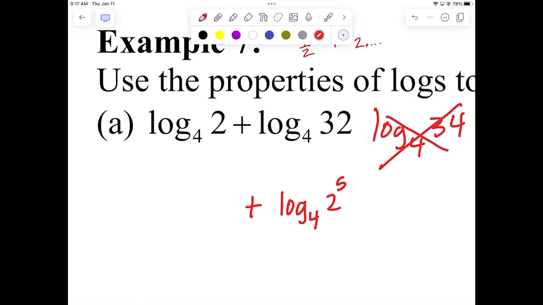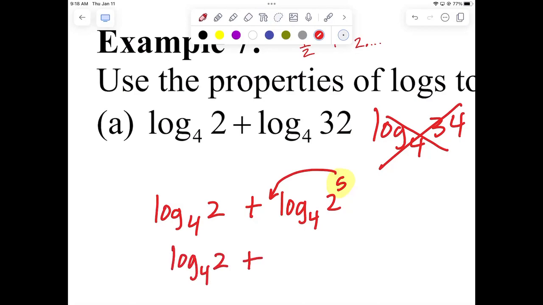Okay. And then what would I do in the first one? Just kind of leave it the same, right? For now, because now they're at least looking similar. Okay, now I still can't add them together because they're not like terms. But what can I do with the 5? I can move it to the front. Yeah. So this becomes log base 4 of 2 plus 5 times log base 4 of 2.